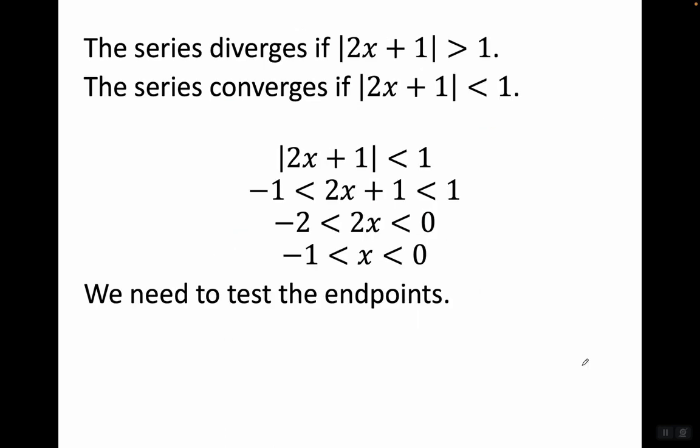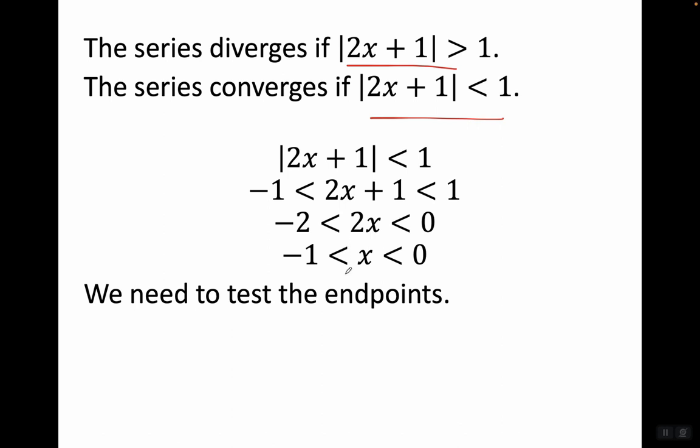Now recall how the ratio test works. The series diverges if the absolute value of 2x + 1 is greater than 1, and the series converges if it is less than 1. So let's rewrite that. The absolute value of 2x + 1 is less than 1. That means 2x + 1 is between negative 1 and 1. Subtract 1 from all sides, we end up with negative 2 is less than 2x is less than 0. Or if we divide all sides by 2, we end up with negative 1 is less than x is less than 0. So we're almost there.